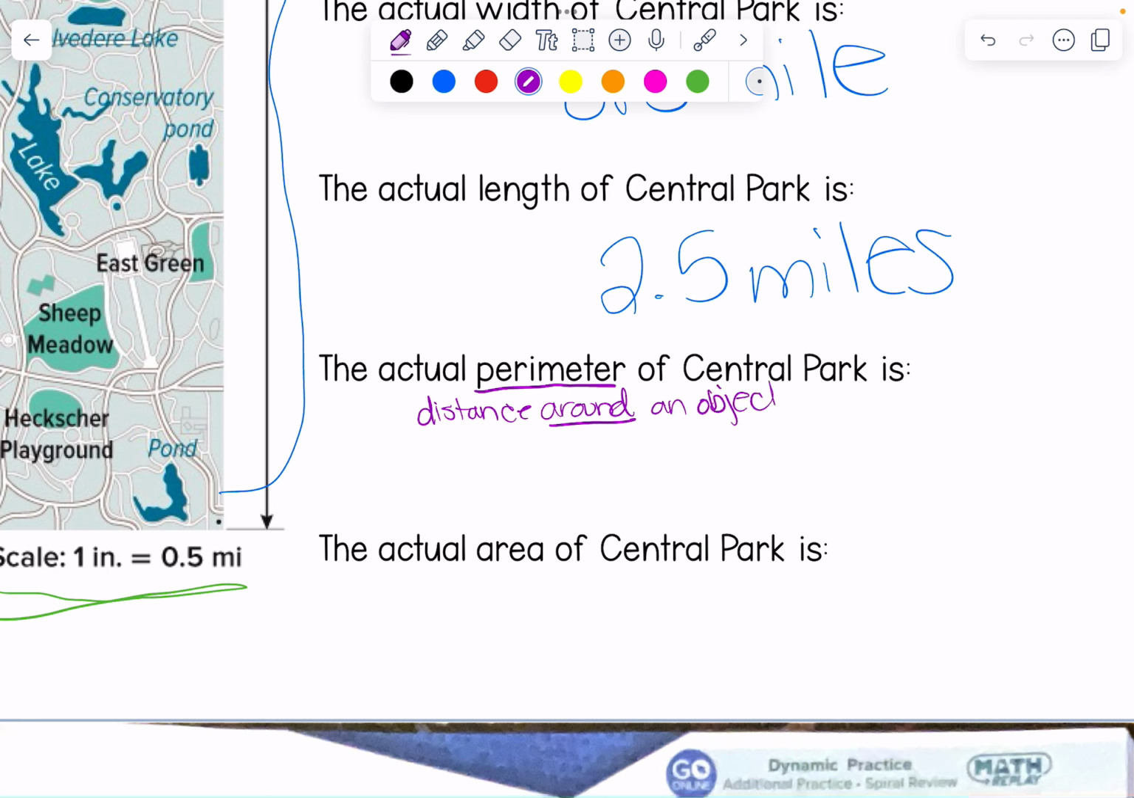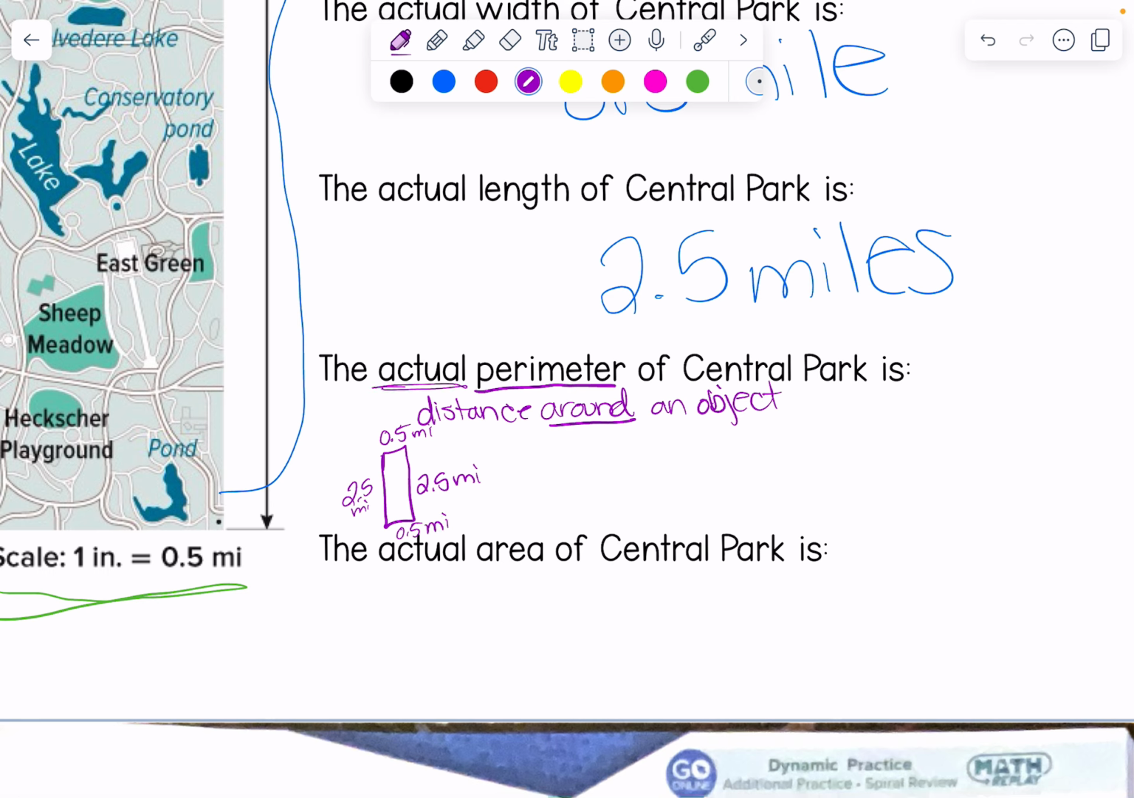And you can figure that out by adding up all of your sides. So if we think of Central Park here as a rectangular shape, and the actual length is 2.5 miles and the actual width is half of a mile, or 0.5 miles, I can add up all of my sides here to figure out my actual perimeter of Central Park.